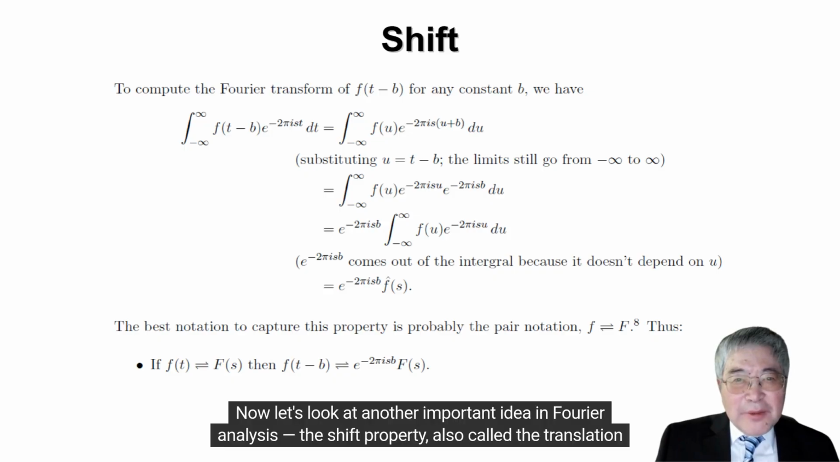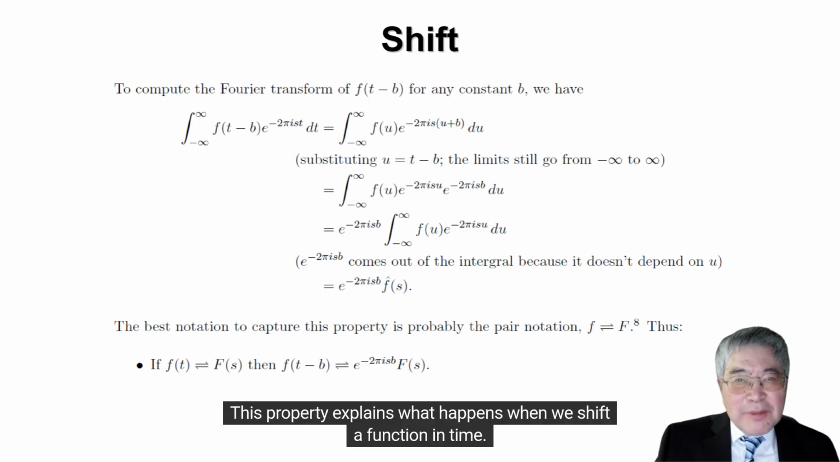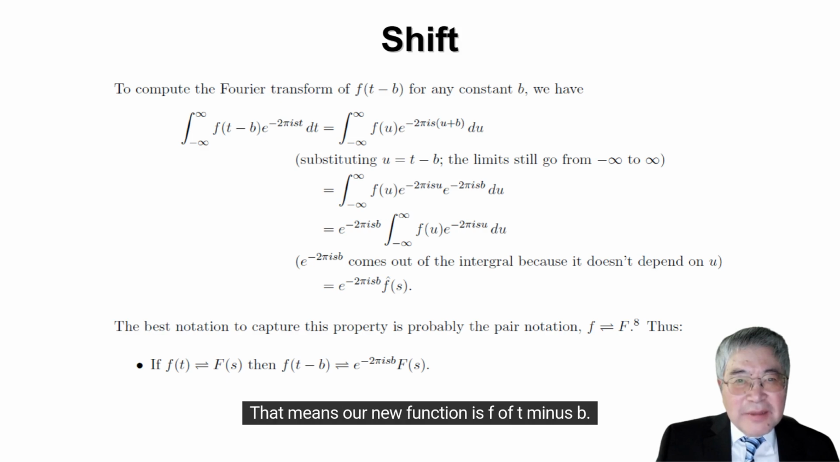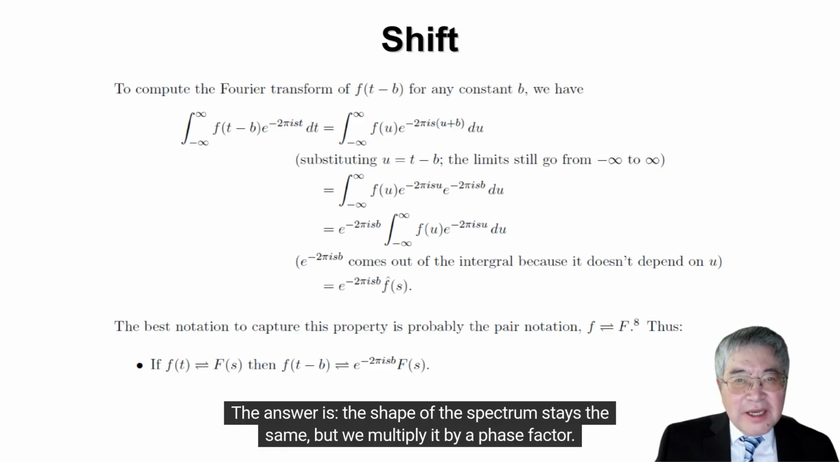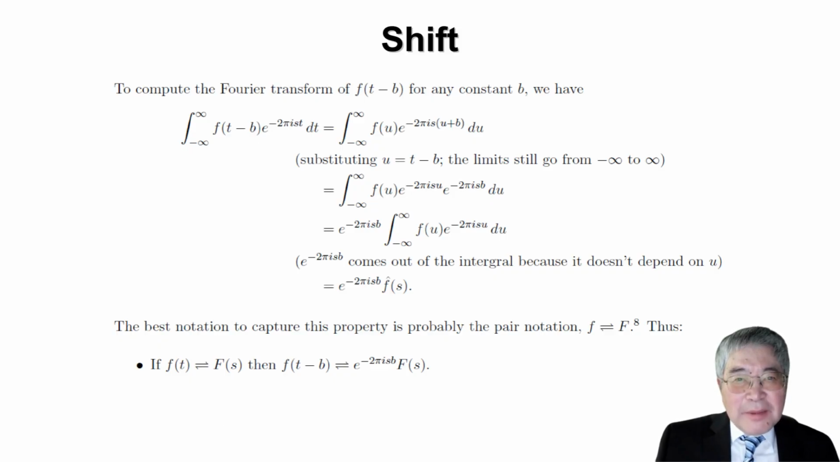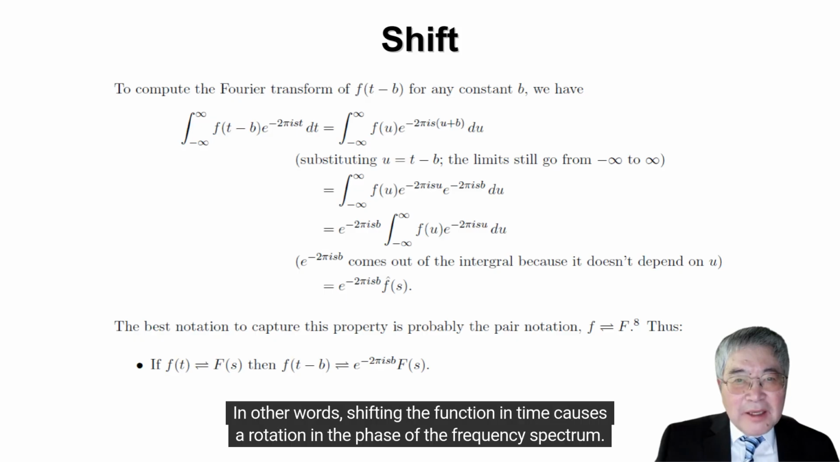Now let's look at another important idea in Fourier analysis, the shift property, also called the translation property. This property explains what happens when we shift a function in time. Suppose we have a function f of t and we shift it by some constant b. That means our new function is f of t minus b. So what happens to its Fourier transform? The answer is the shape of the spectrum stays the same, but we multiply it by a phase factor. Specifically, we multiply it by e to the power minus 2 pi i s b. In other words, shifting the function in time causes a rotation in the phase of the frequency spectrum.